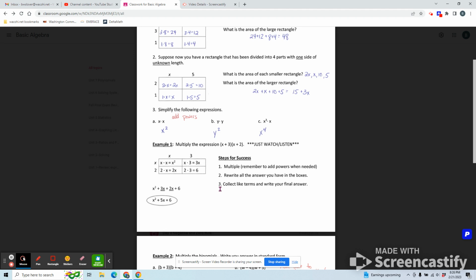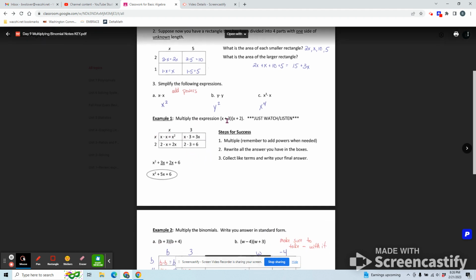So if that is hindering your ability, then just cross it off and write it on a separate sheet of paper. Either way, whether you use this model or not, you should get the same answer. So it says multiply the expression.